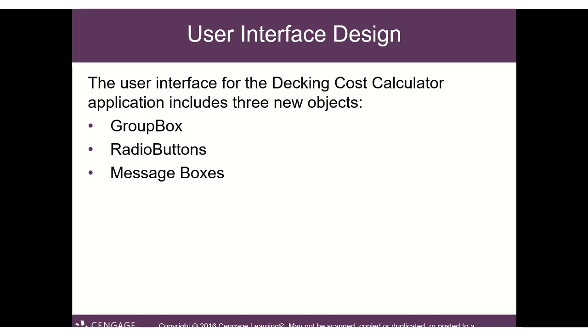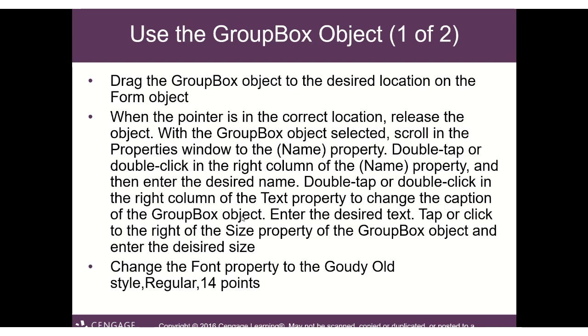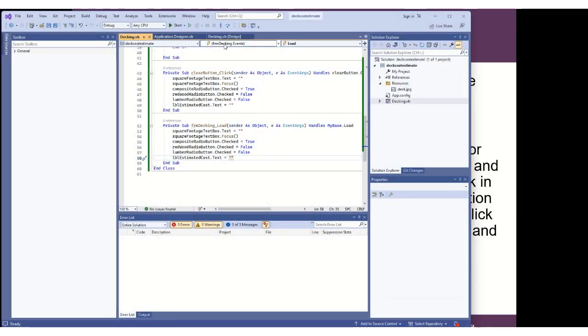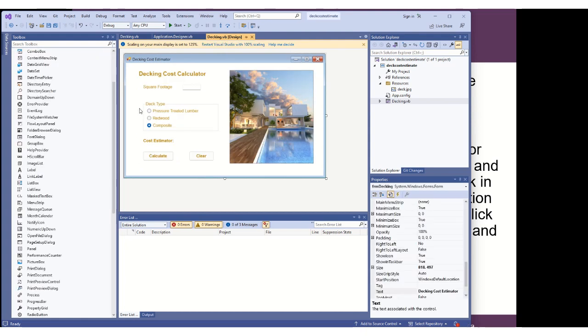Our user interface design facilitates three new objects: group box, radio buttons, and message boxes. All three of these are very important for application development using Visual Basic. The group box object you will see in detail in the lab section, but let me show you quickly. This was our lab, and this one in the middle, deck type, is the group box object.